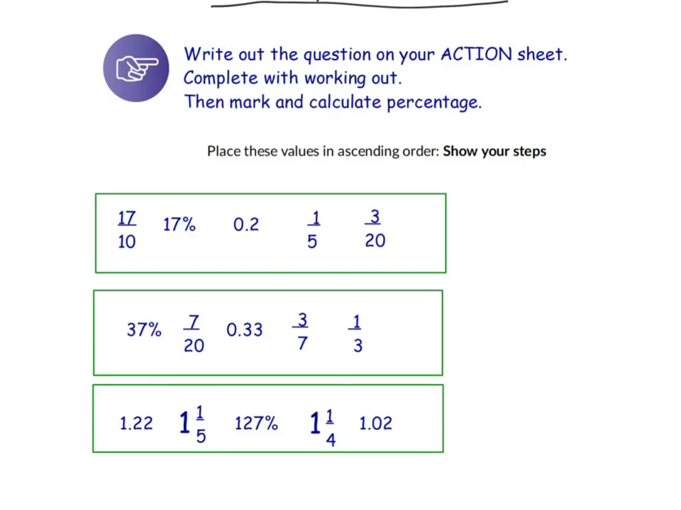So on your action sheet, you're going to copy out the questions and convert them into either percentages or decimals and put them into ascending order as we've done before. So pause the video and have a good go, please.